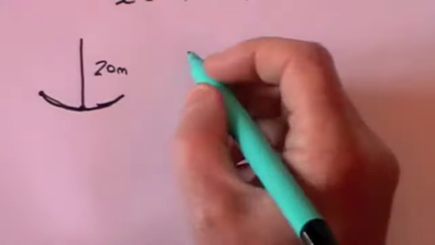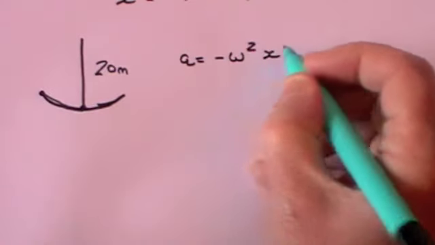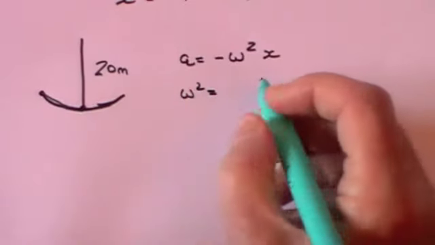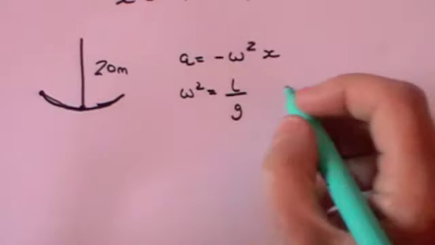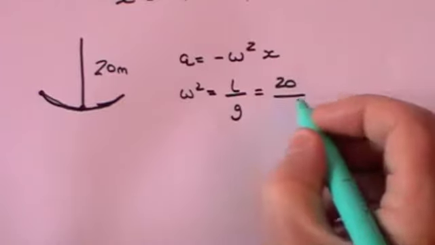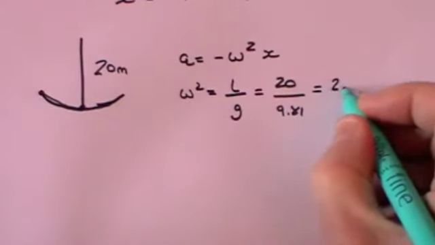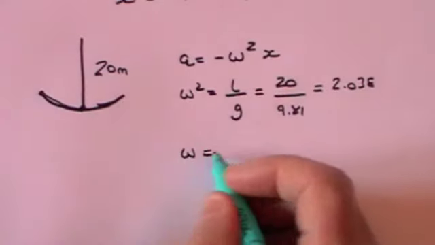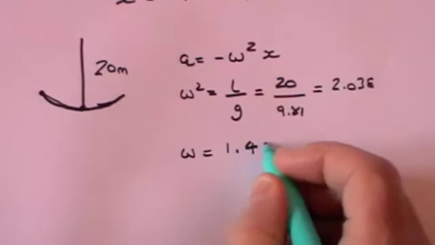For this, we're going to use the formula that the acceleration equals minus omega squared times x, the displacement, and for a pendulum, omega squared is g, the acceleration due to gravity, divided by L, the length of the pendulum. Well, you're told that the length of the pendulum is 20. You know that g is 9.81, so that gets you 2.038. And so omega is going to be the square root of 2.038, which is 1.42.